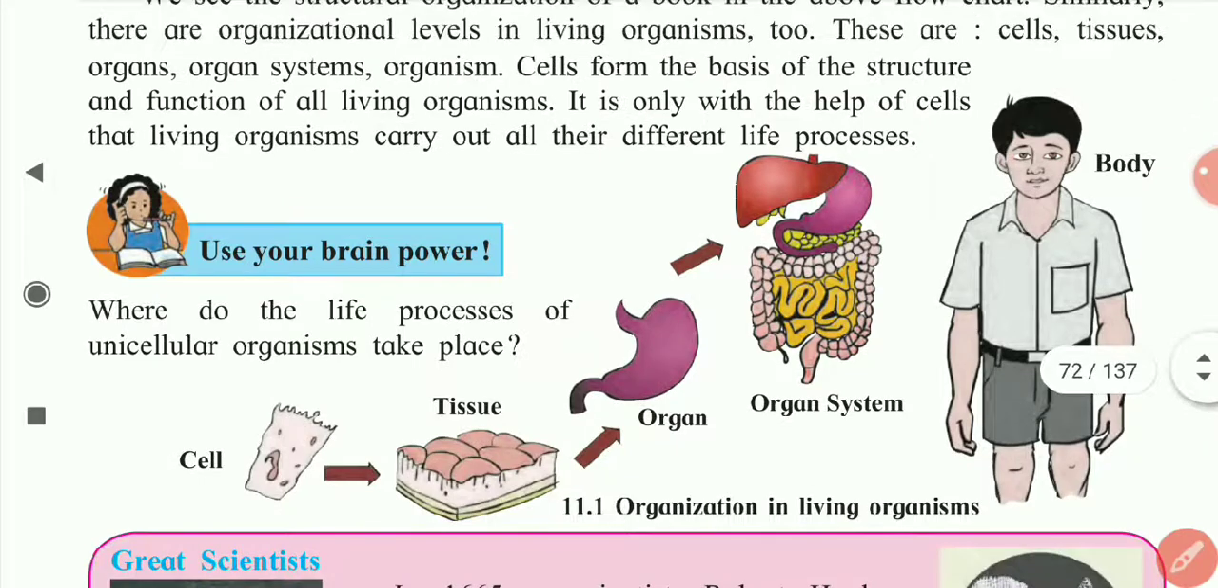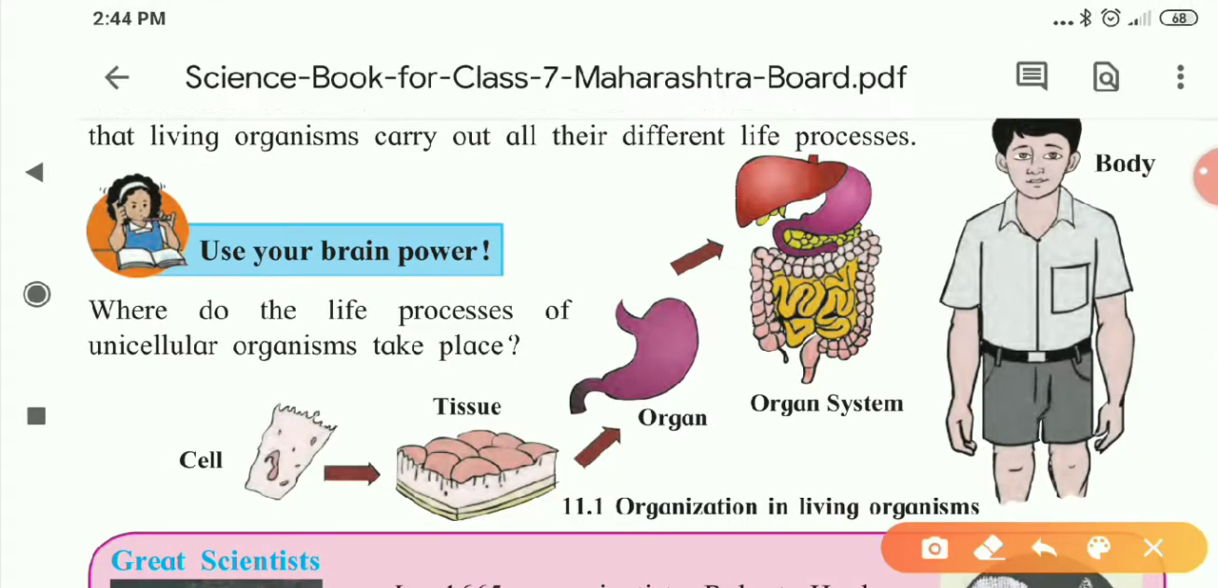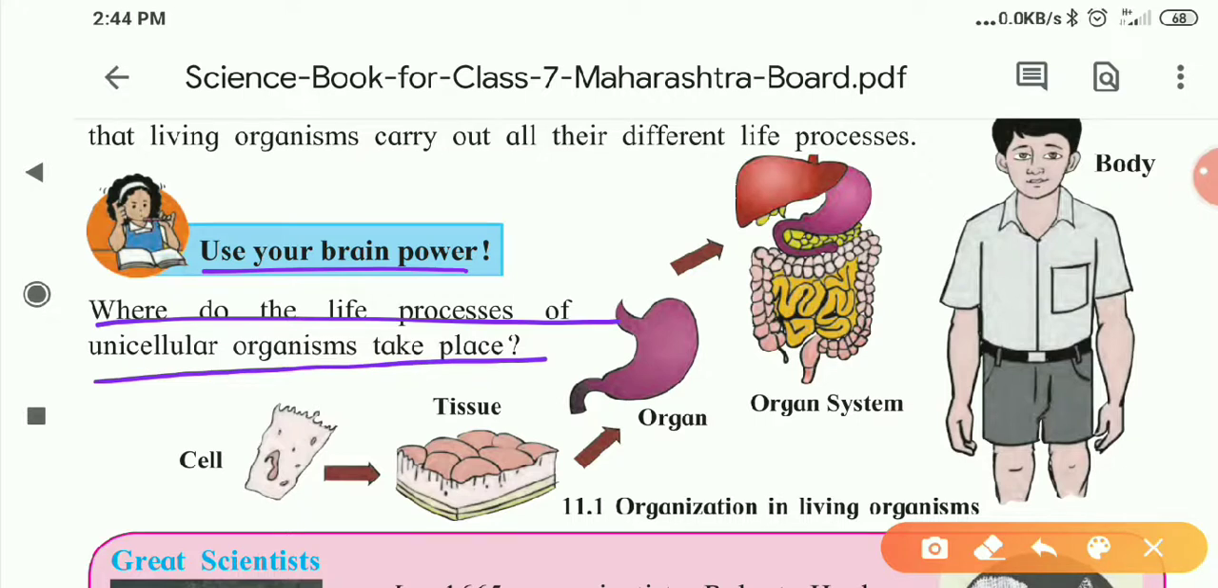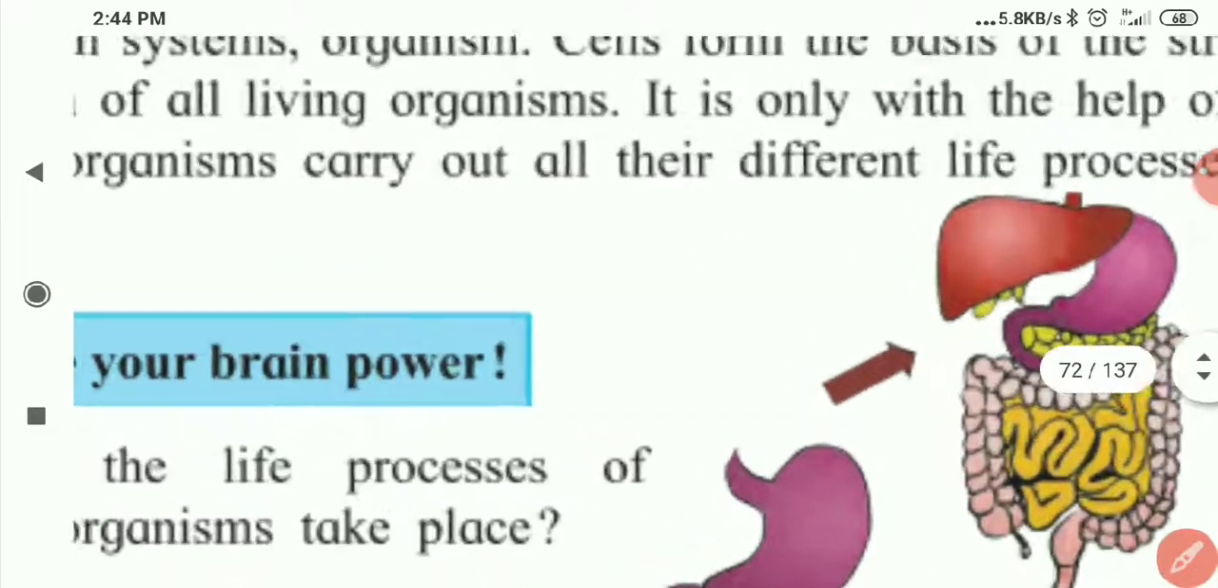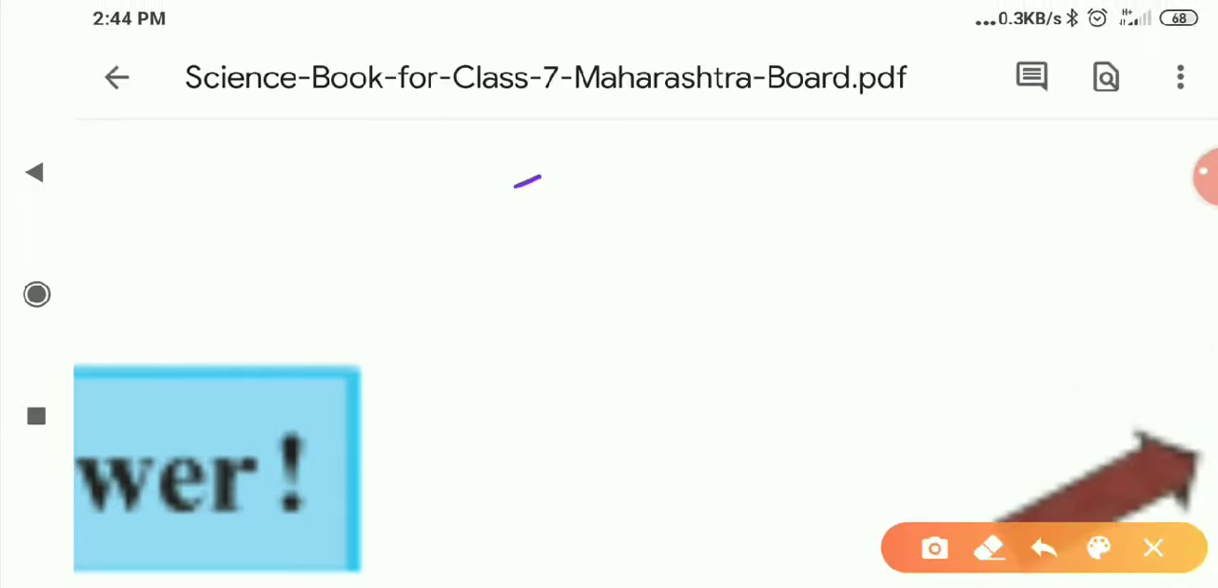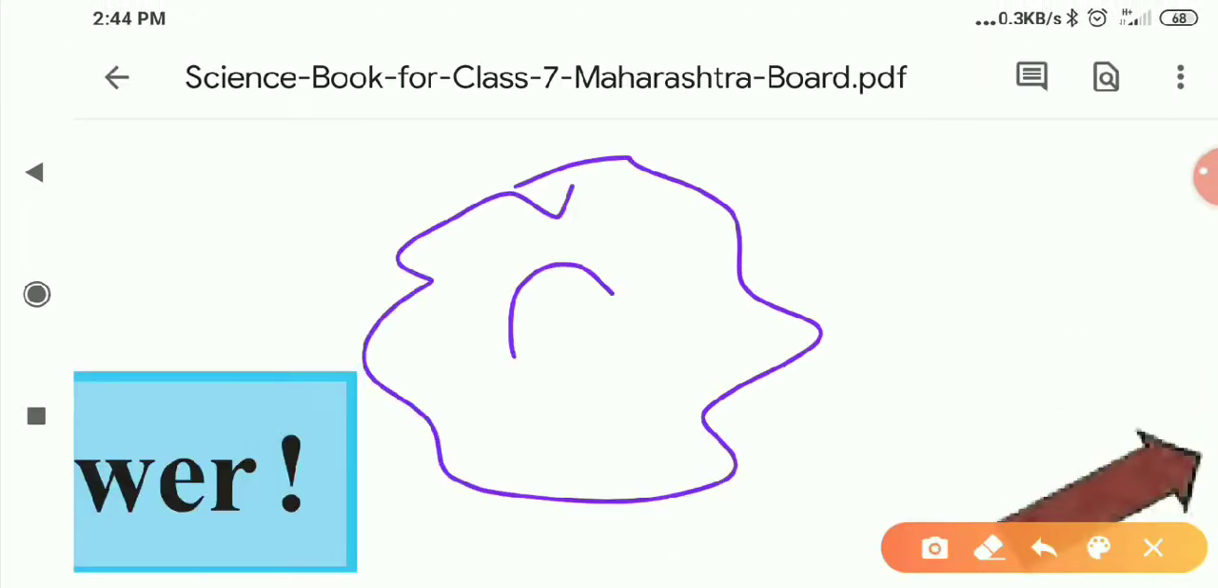Now we will move to the next part. If you see here, use your brain power. Where do the life processes of a unicellular organism take place? If you take the example of amoeba, as you know, the body of this amoeba is a single cell. This is the nucleus, and here is the cytoplasm.